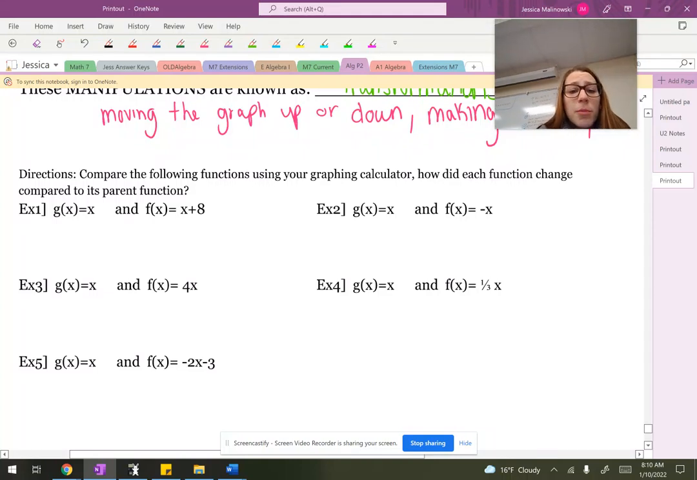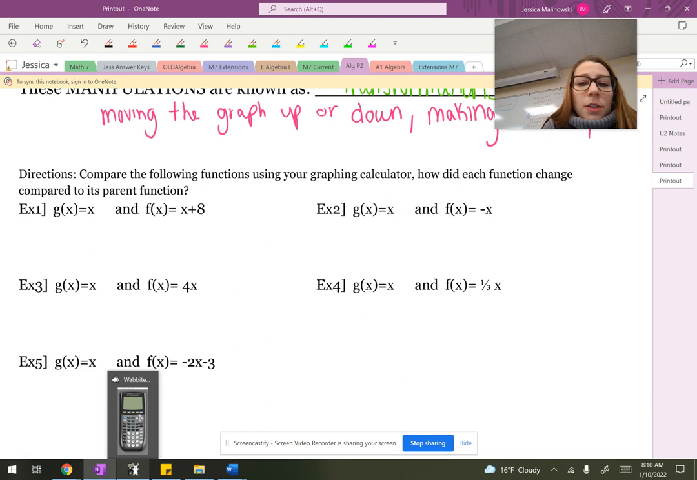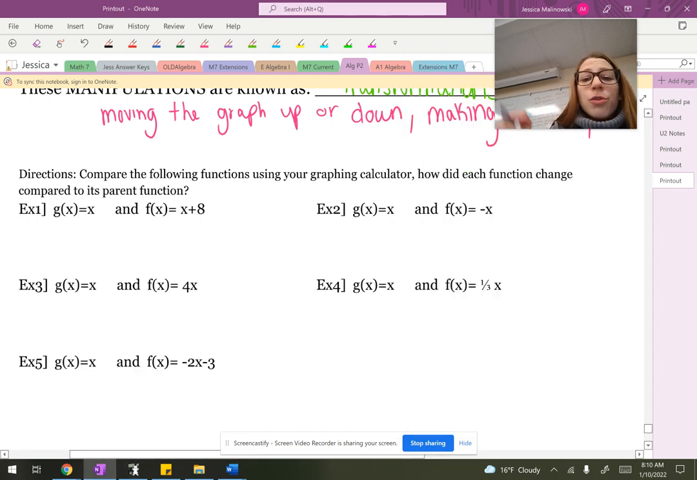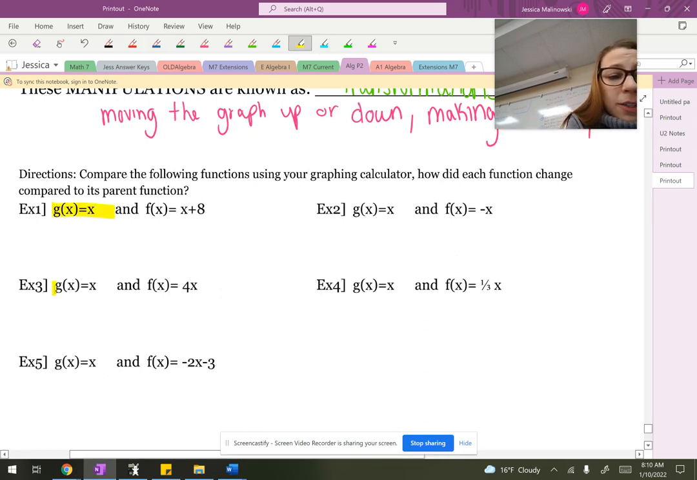Okay, so looking at our examples here, we're going to do all of these examples together. We're going to use our graphing calculator to compare each g of x, which is the parent function, to the new function. So keep in mind that each of these g of x's, those are the parent functions. Notice how they're all the same.